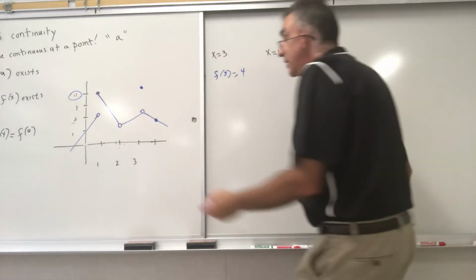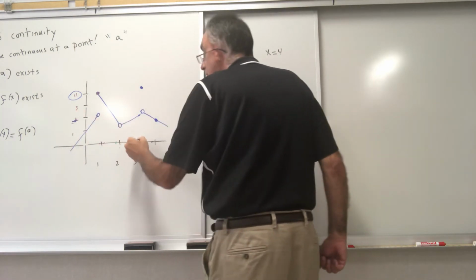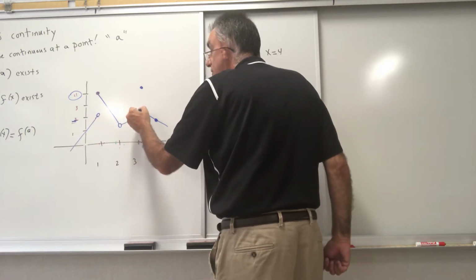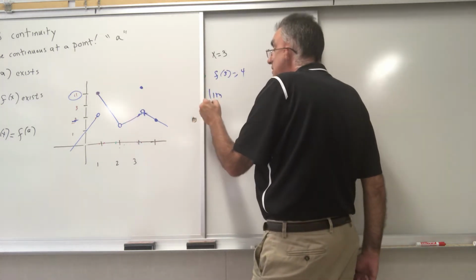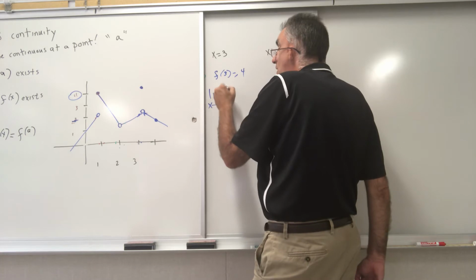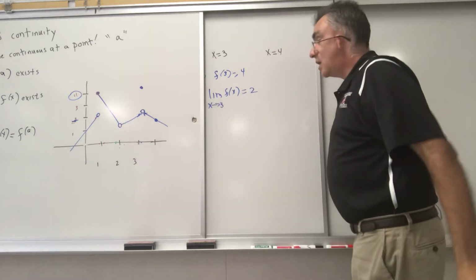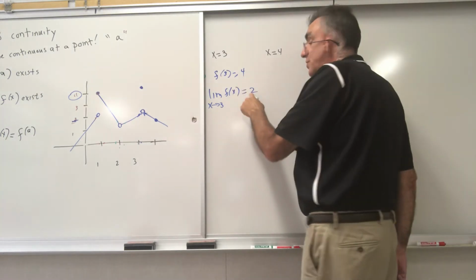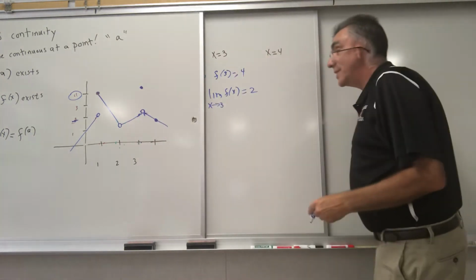And then the limit, if I'm on this side of 3, I'm very close to 2. And on this side of 3, I'm very close to 2. So you can see that they're approaching 2. So it's got a limit as x approaches 3 also. Oh no, 4 isn't 2 though. Where it's heading isn't where it ends up, right?